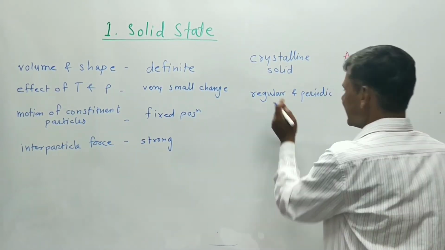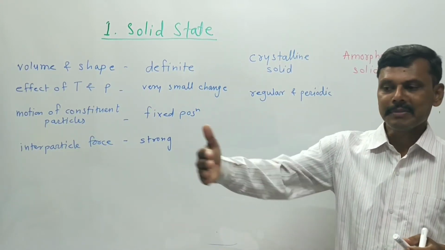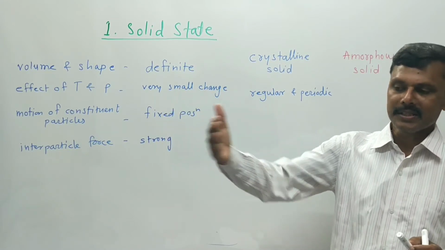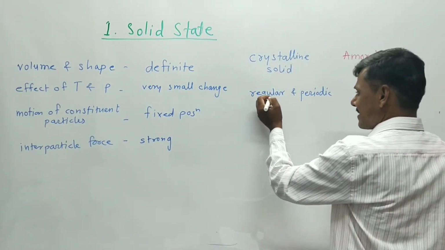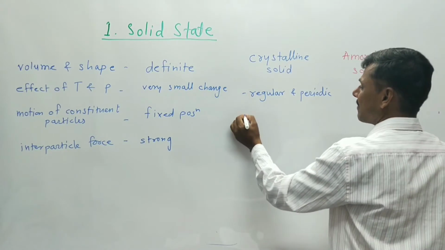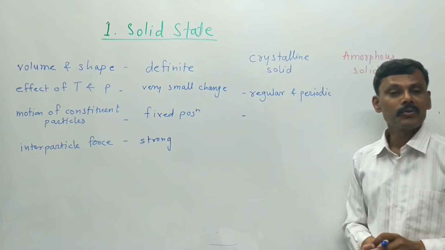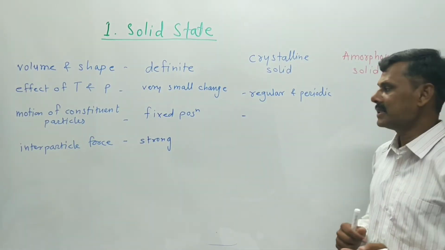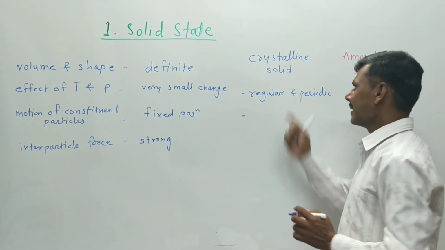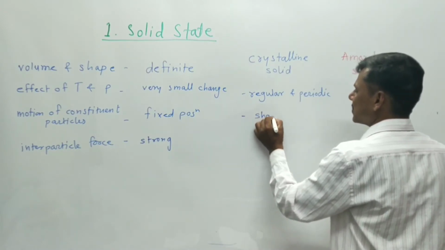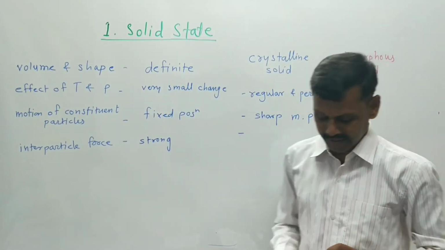crystalline solid, this arrangement is long range arrangement. So if we look at the arrangement of particles in the crystal, then we find that this order is long range order. And since this arrangement is regular, whatever interparticle force is there, that interparticle force is fixed. And to break this force, the same amount of energy, the same amount of heat is required. Hence, crystalline solids have a sharp melting point.